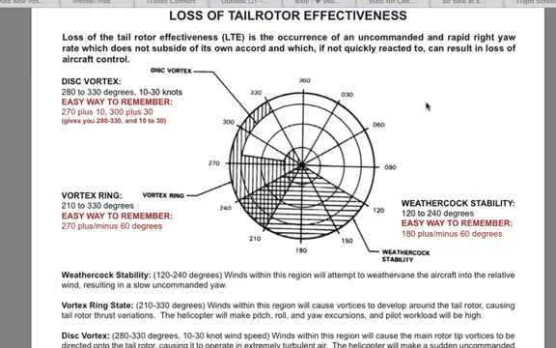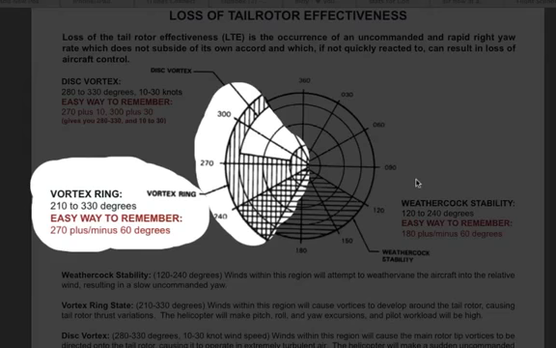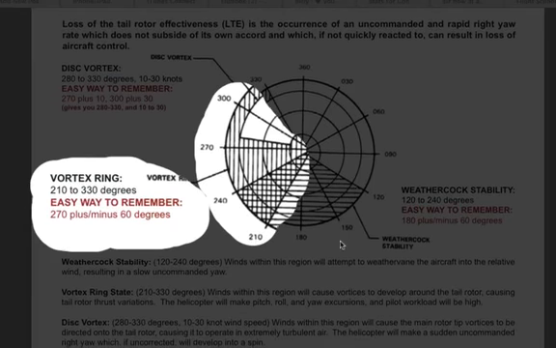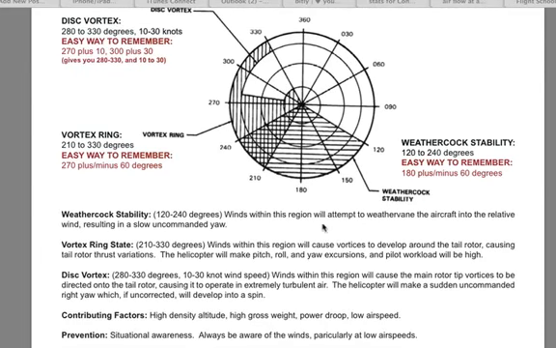It's the same thing for all three different types. So let's talk about vortex ring state, which is anything from the 210 degree area to the 330 degree area. Winds within this region will cause vortices to develop around the tail rotor, causing tail rotor thrust variations. The helicopter will make pitch, roll, and yaw excursions, and the pilot workload will be high. This one's a little bit more of an issue. This is probably going to be one of your more dangerous ones to freak out about.